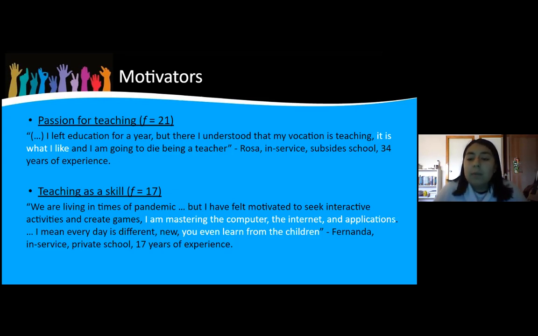So it is very well represented in Fernandez's quote: "I have felt motivated to seek interactive activities and create games. I am mastering the computer, the internet, and applications."